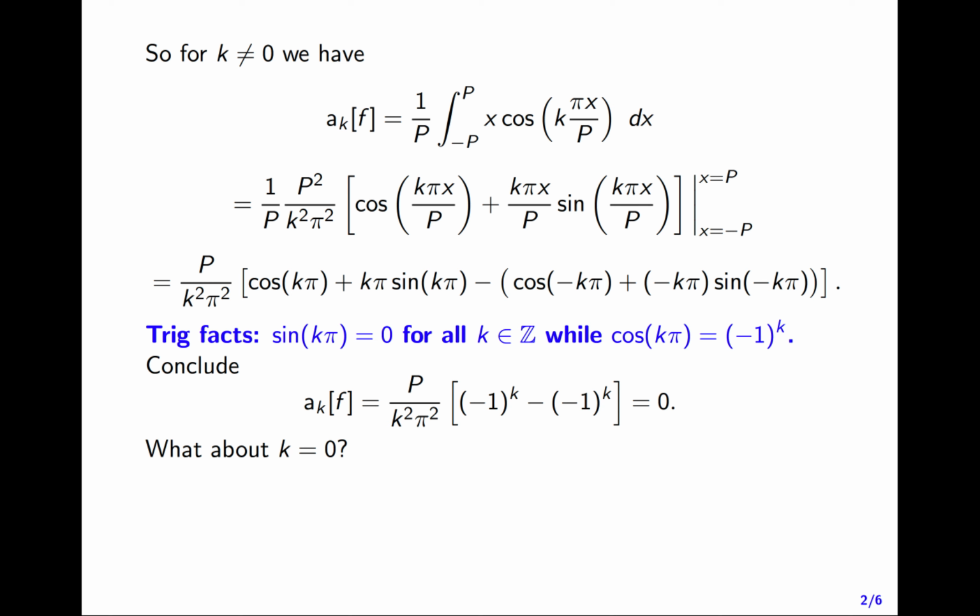Let's also do the k equals 0 case now and round out all of our ak coefficients. Well, for k equals 0, I have a0 on f is the integral from minus p to p of just plain old x dx times 1 over p. And again, that's equal to 0.